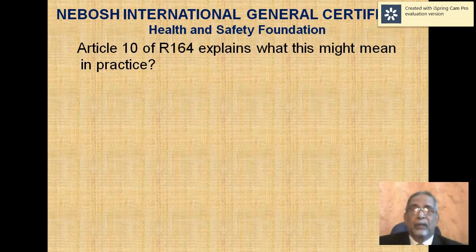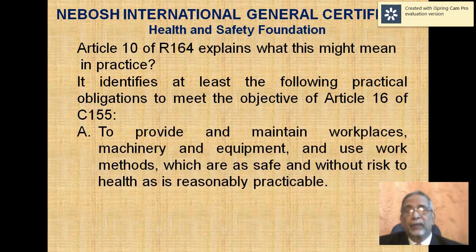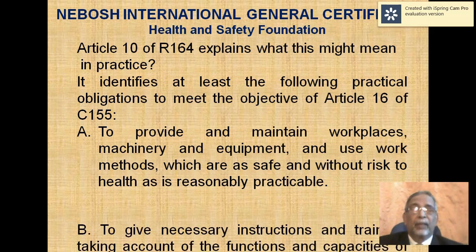Article 10 of R164 explains as follows. It identifies at least the following practical obligations to meet the objective of Article 16 of C155. A. The employer should provide and maintain workplaces, machinery and equipment, and use work methods which are as safe and without risk to health as is reasonably practicable.